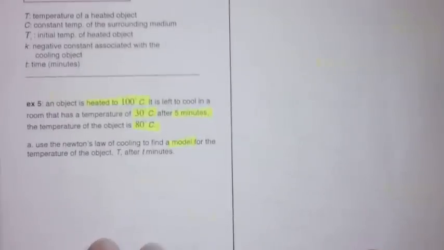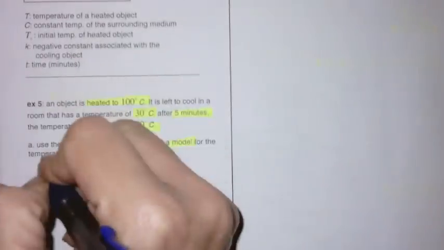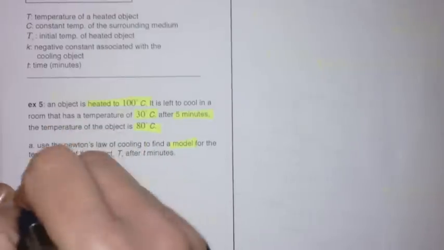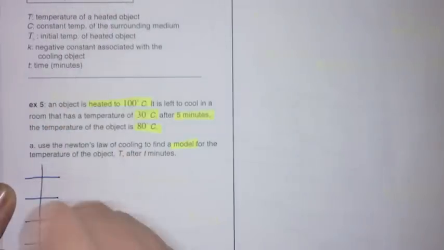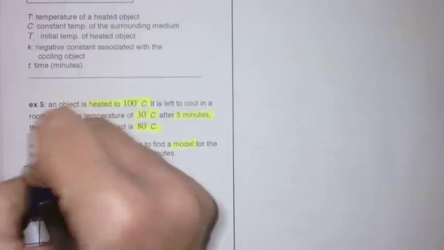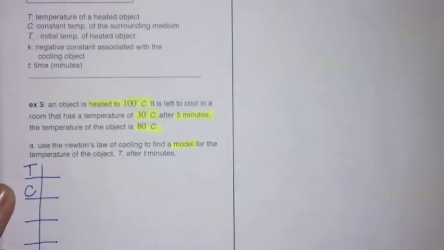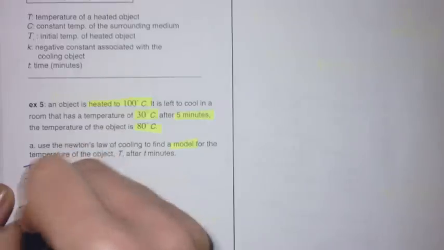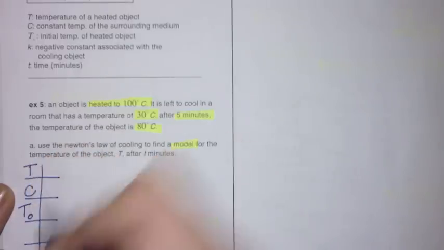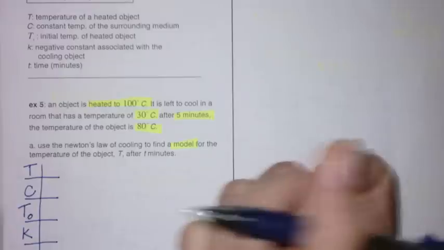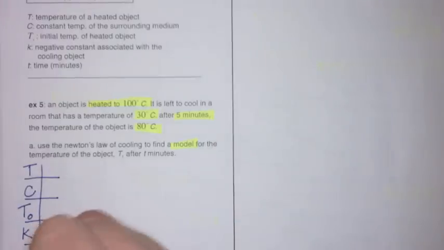So for this particular one right here, we have a new formula, so I'm going to draw it really big because I have 1, 2, 3, 4, 5 unknowns. So I have the final temperature, the constant temperature, so the temperature of the surrounding room, the initial temperature, the rate at which it's cooling, and the time.